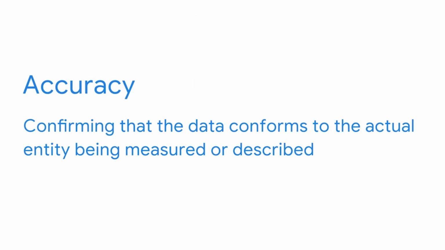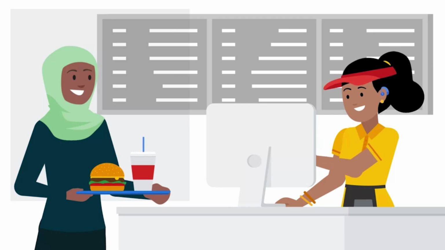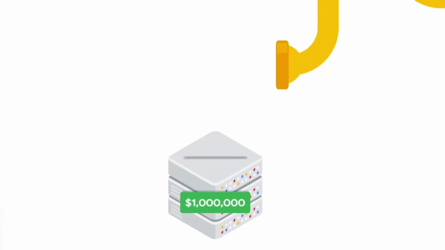Now, accuracy has to do with the data conforming to the actual entity that's being measured or described. Another way of thinking about this is if the data represents real values. So with that in mind, any mistyped entries or errors from the source are problematic because they will be reflected in the destination. Source systems requiring a lot of manual data entry are more likely to have issues with accuracy. Like if a purchase of a hamburger was misentered as selling for $1 million, that's something you need to take care of before the data is loaded.